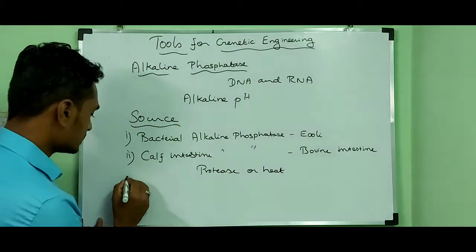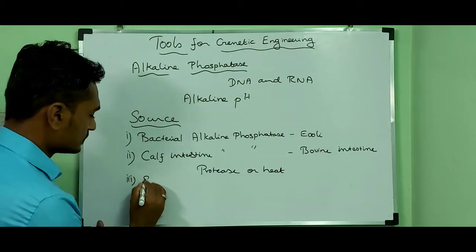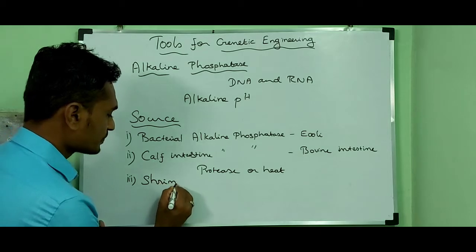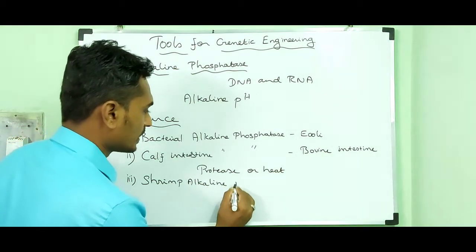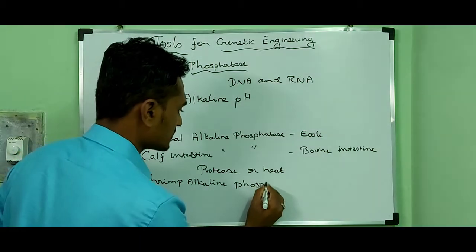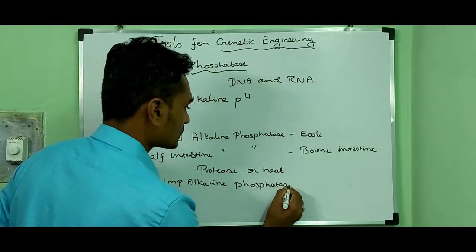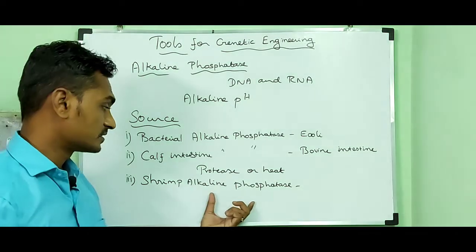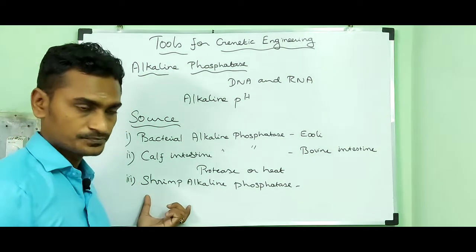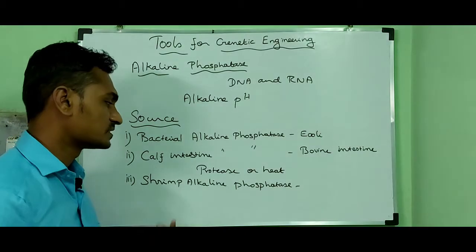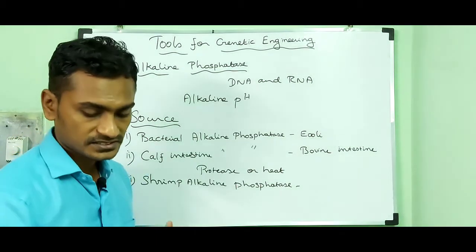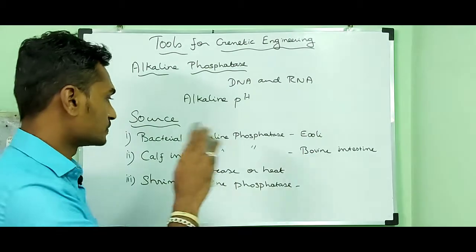Then the third one is shrimp alkaline phosphatase. This alkaline phosphatase is derived from the cold water shrimp. That is why it is called shrimp alkaline phosphatase. Now I am going to tell about its uses.